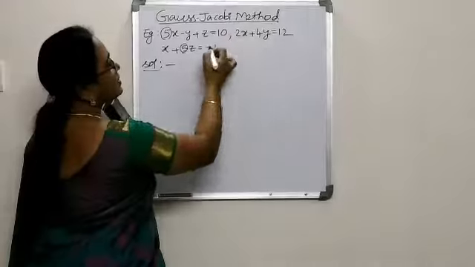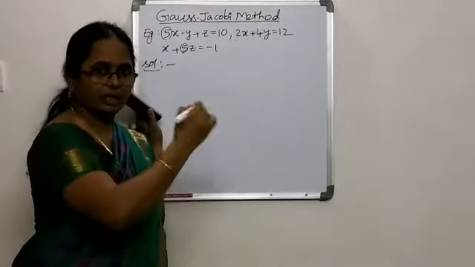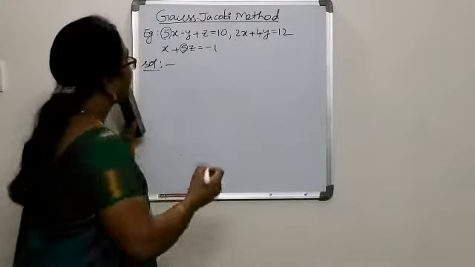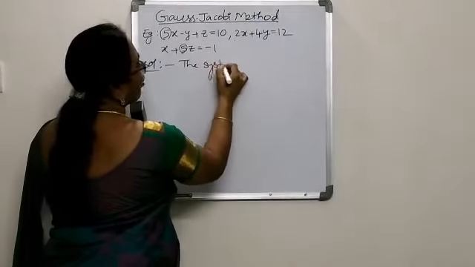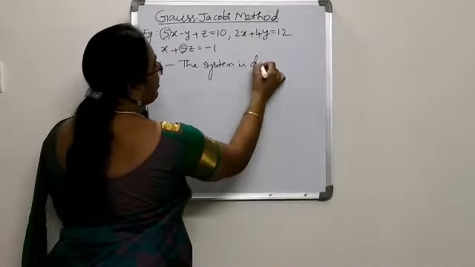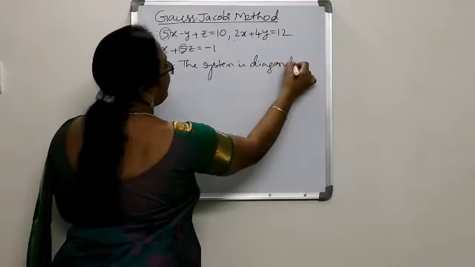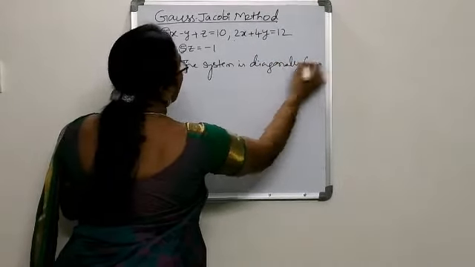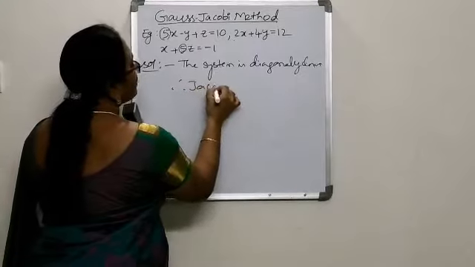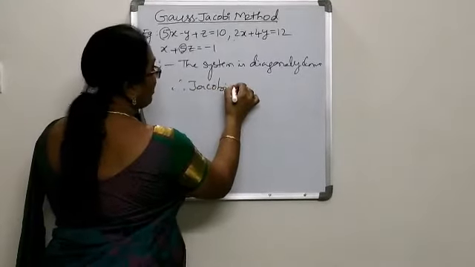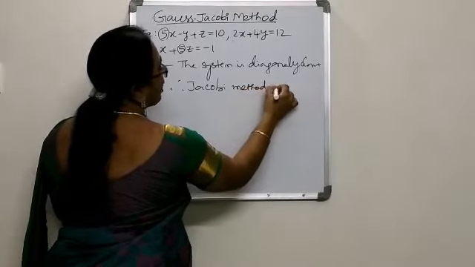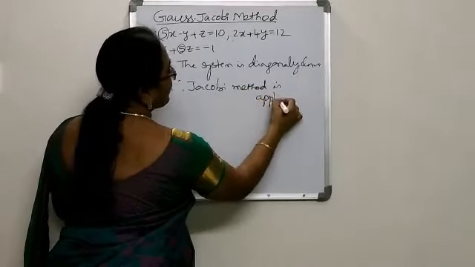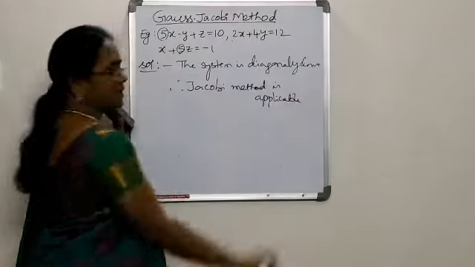Because the given system satisfies the rules of the dominant system, clearly we can say that the system is diagonally dominant, and therefore we can say that the Jacobi method is now applicable to solve the system. So what we say here, the Jacobi method is applicable to solve the system.